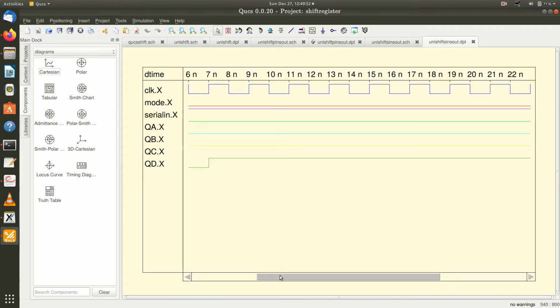Here you can see that the mode is 0, and the data shifts to the right. Initially the serial in is kept at 1, and QA becomes a 1 here. Then at the next clock cycle QB becomes a 1, then QC becomes a 1, then QD becomes a 1. After 4 clock cycles, the data at the serial input appears at the data output, or serial output.